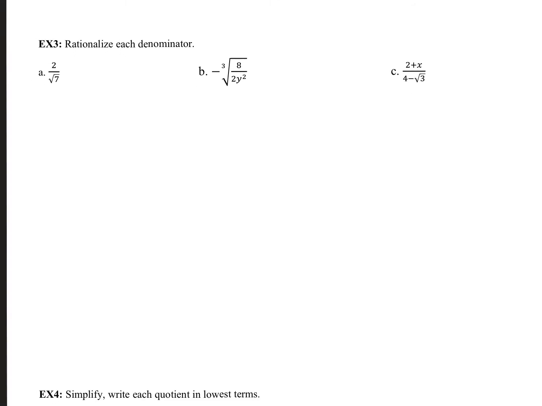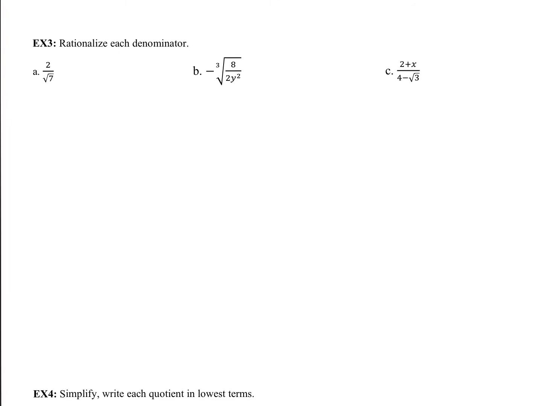Let's take a look at the next example. Rationalize each denominator. Okay, what does that mean? Well, basically, whenever you're working with radicals, we're not allowed to leave a radical in the denominator. It's just a rule that mathematicians have created over time. So that's what we're going to practice doing.